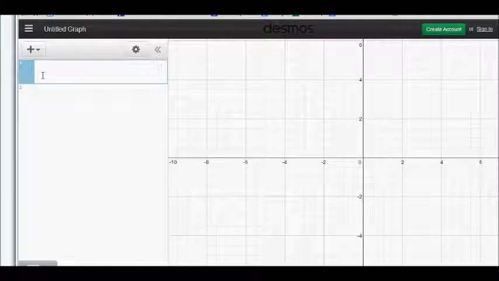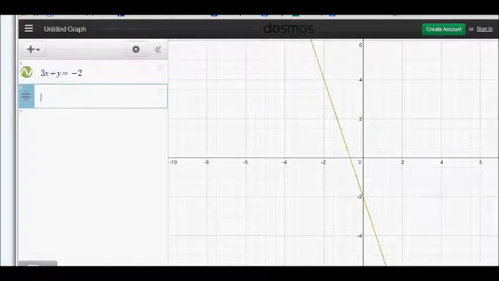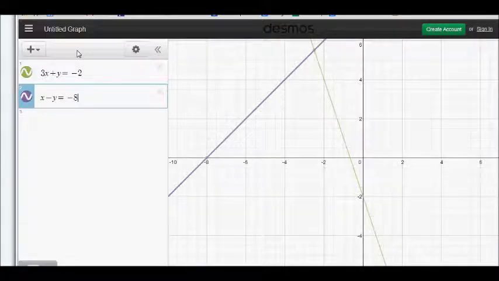And I'm going to put in my next ones. So number 2 on page 404 was the ones that were not in slope-intercept form. 3x plus y equals negative 2. That one wouldn't have been too hard to do because we have a single y here. And then our second equation for our system was x minus y equals negative 8. And again, this one would be pretty simple. We would have a negative y, so we'd need to translate that into a positive y. And we have that one graphed as well.